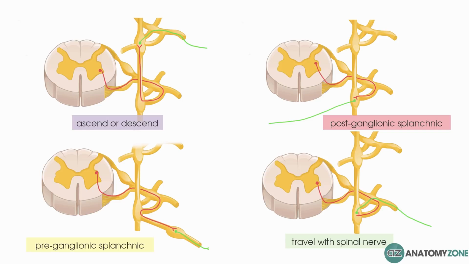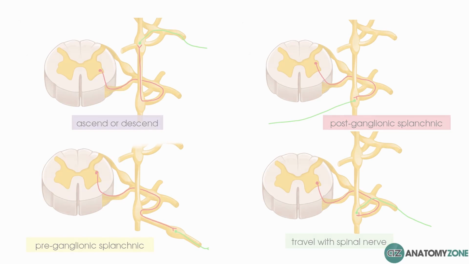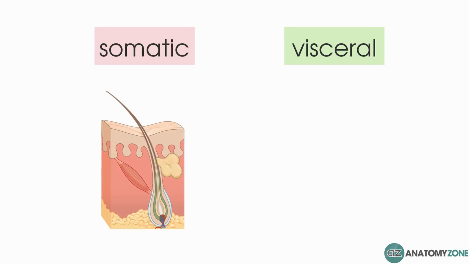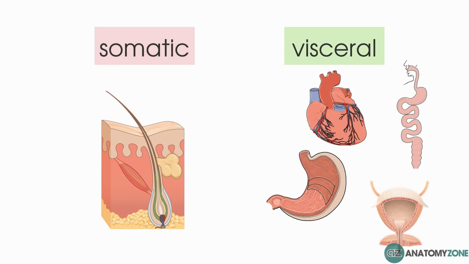Now I'd like to take a look at examples of these different paths that the sympathetic fibres can take in the body. The branches of the sympathetic chain have somatic and visceral distribution. So somatic relates to the skin and the body wall, and visceral relates to the internal organs.